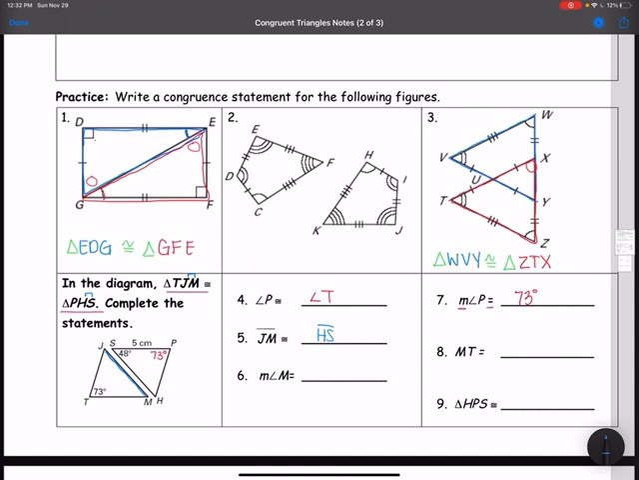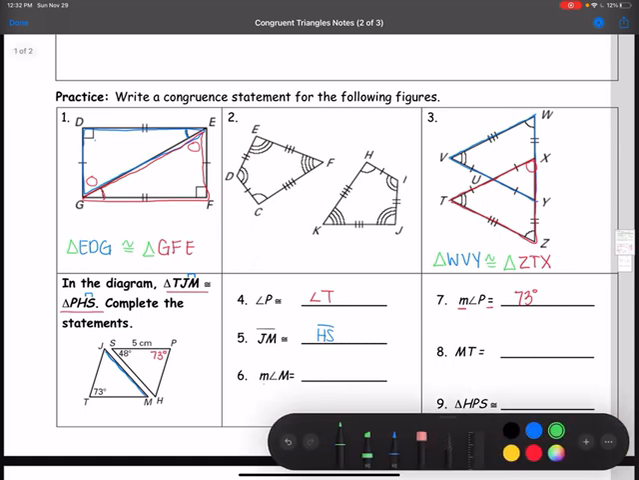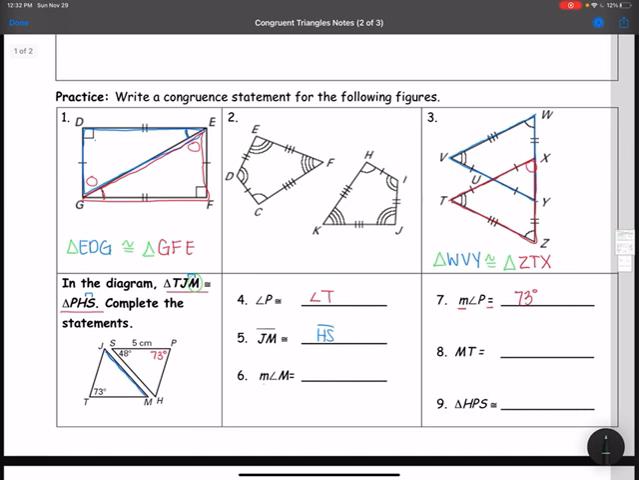Number 6 is asking what is the measure of angle M. So again, if we look at our congruence statement, angle M is last, and so is S. So that means M and S are the same. If S is 48, that means M is going to be 48 degrees.